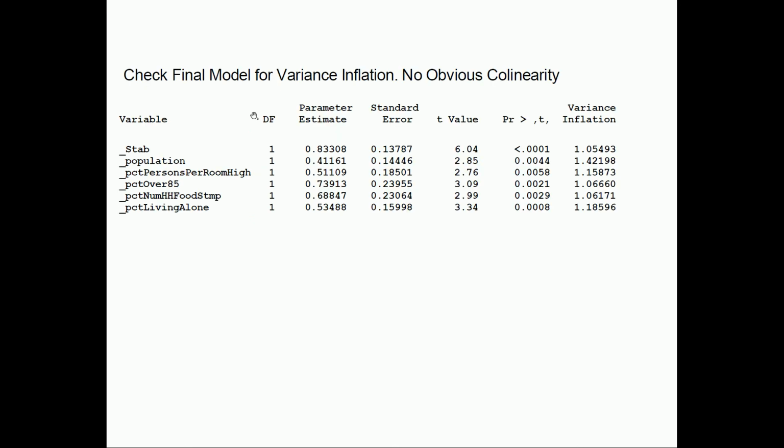You have to check your final model for variance inflation. You do not want to see anything over 2.5. And we don't here, and these are the variables I selected in the final model. The estimates are all over 0.5. They're all significant, and the variance inflation is all less than 2.5.